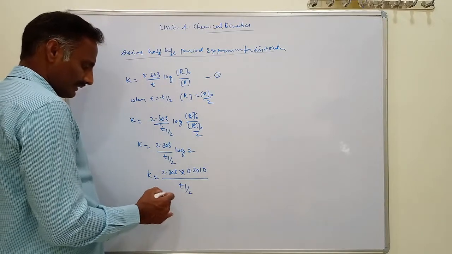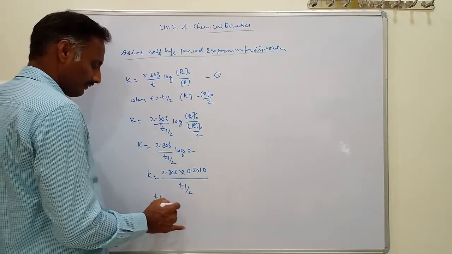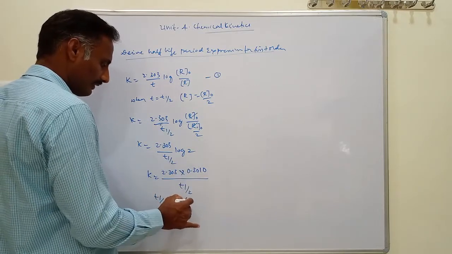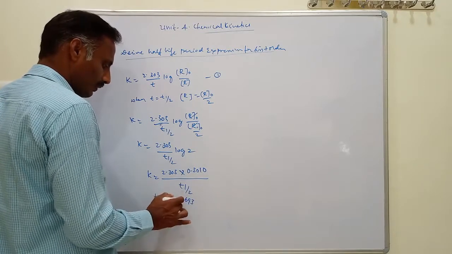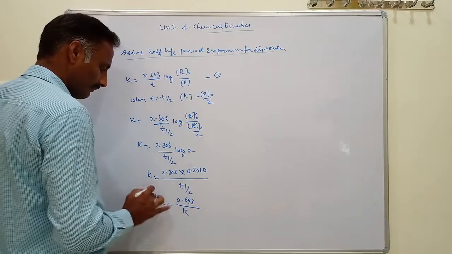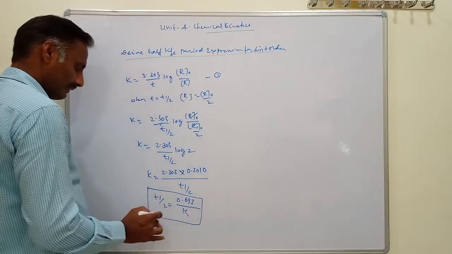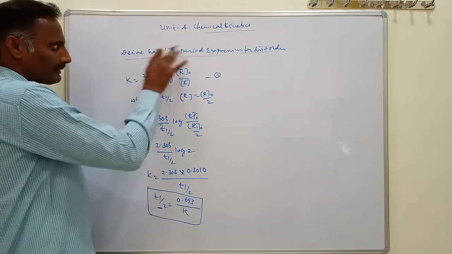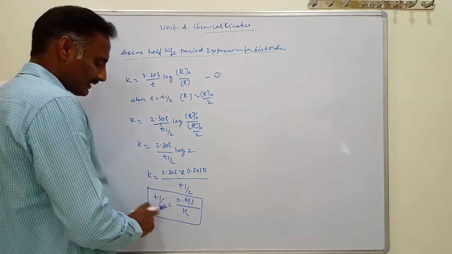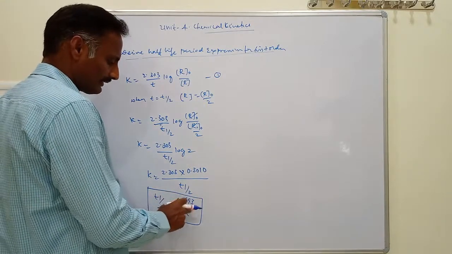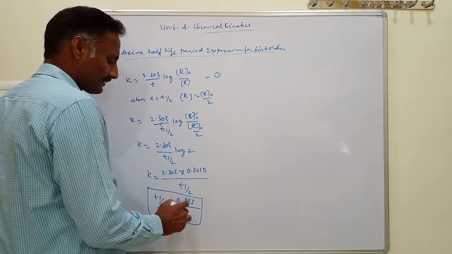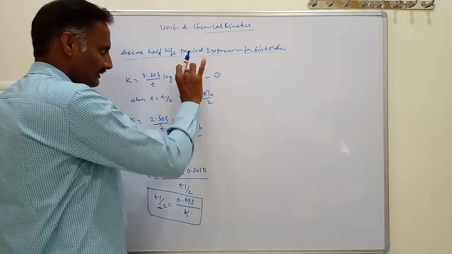And interchanging, you will get t half equal to, and multiplying 2.303 into 0.3010, you will get 0.693 divided by k. This is the expression for the half-life period for a first order reaction, nothing but t half equal to 0.693 by k. This expression does not contain concentration terms. These concentration terms are not present in this expression.